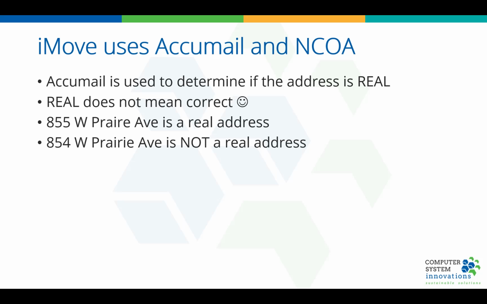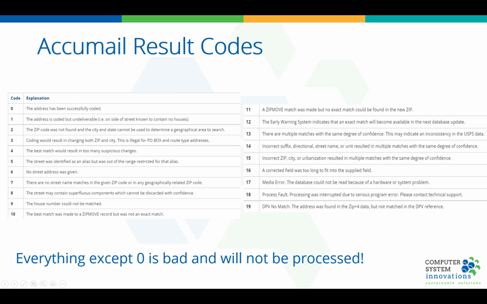Now, once again, the first thing iMove does is it runs it through Accumail to make sure it's a real address. It's not going to look for a move for 854 West Prairie because that doesn't exist in the world, but 855 does. So here are our Accumail result codes. We can see all these different ones, no street address given. Here's what would be returned for 854. The street was identified as an alias, but was out of range restricted for that alias. I think that's what it would be. There's a lot of different, interesting things here. Oh, actually, it would be a 9. The house number could not be matched.